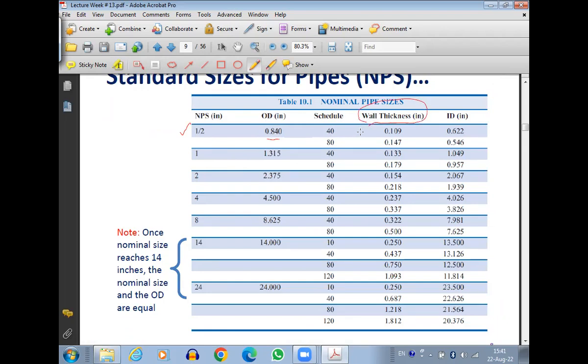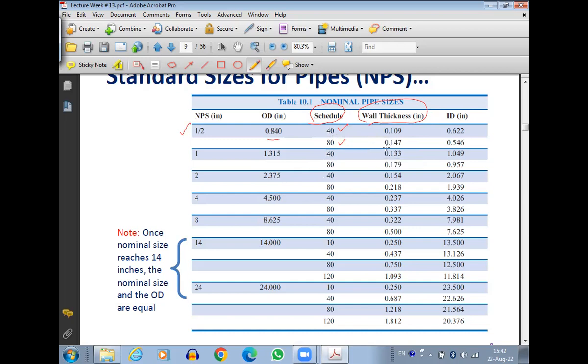Okay, and how do we define the wall thickness? It is defined in terms of the schedule. So, for example, in the market we have a ½ inch pipe of 40 schedule and 80 schedule. When we say 40 schedule pipe, that means a wall thickness of 0.109. When we say the 80 schedule pipe, that means a wall thickness of 0.147.